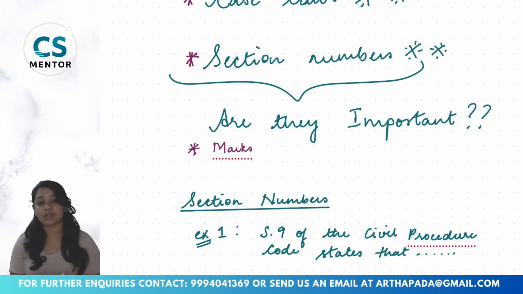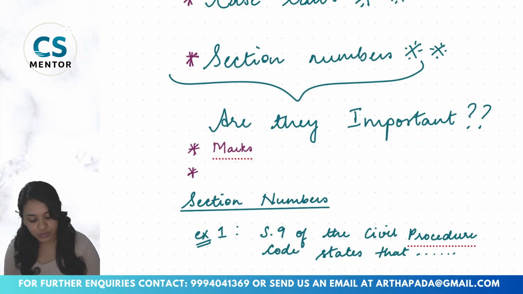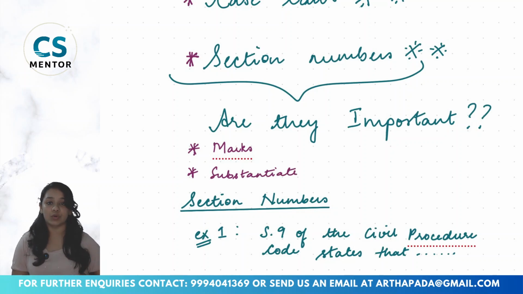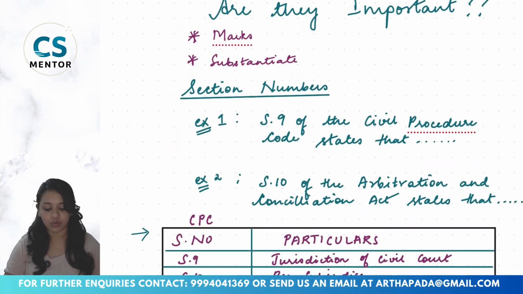If, say, a question is asking for a case law, then you have to write the case law. So, in law papers, section numbers and case laws are the only way to substantiate your answer. And for that reason, that is only the second reason why you are required to write and study both of them. The only way to get marks is to substantiate your answers with the help of case laws and section numbers. So we look at it from the point of view of both.